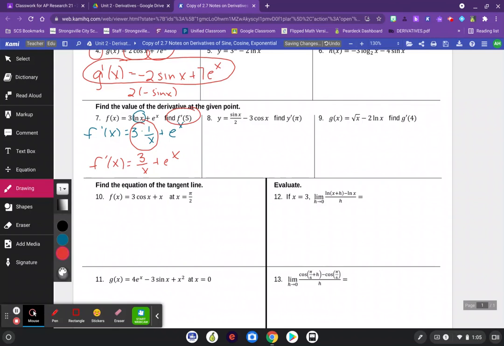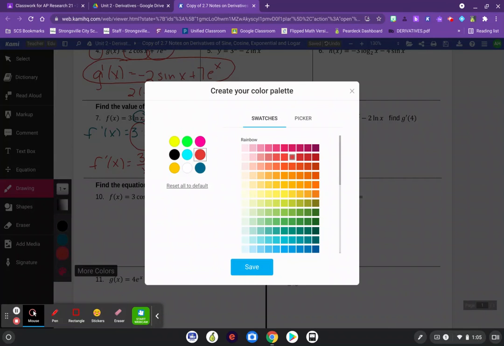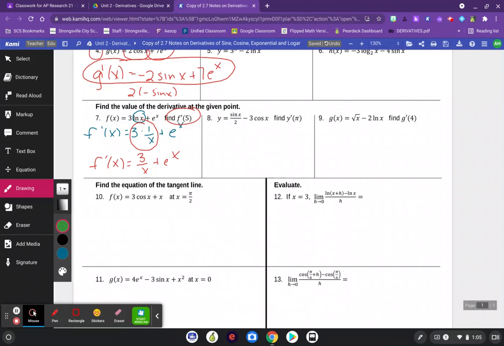My next move is going to be, oh, what's a fun color? We'll go with this green here. My next move, and I'm in my next box, I apologize, but now I have to do f prime of 5. And so I'm just going to replace each x with 5. So I get 3 over 5 plus e to the 5, and that's my final answer. So that's what you're doing for 8 and 9.